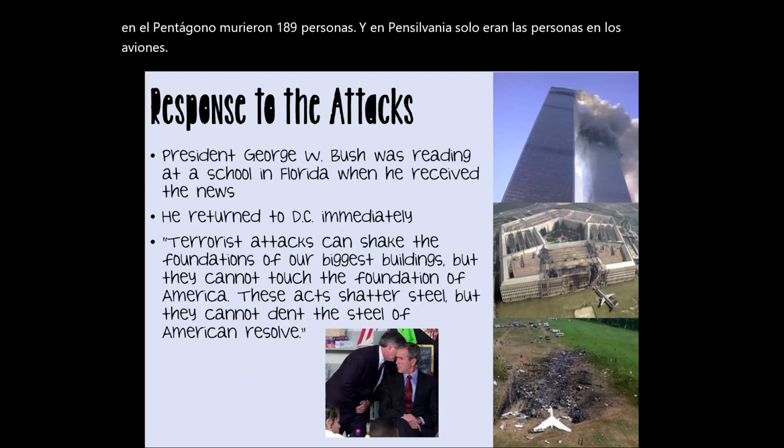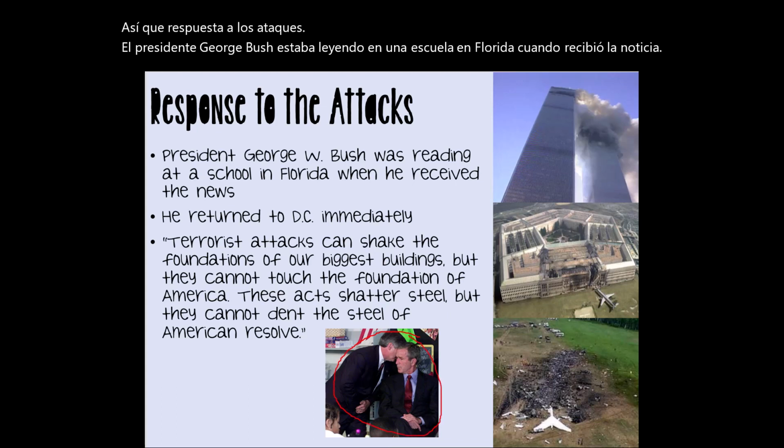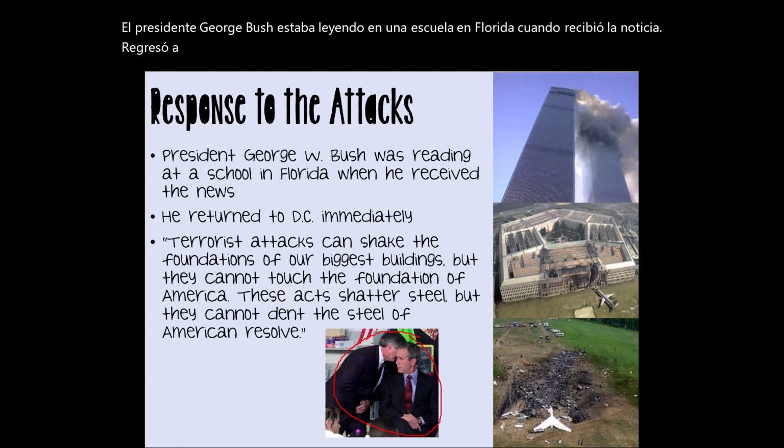So, response to the attacks. President George Bush was reading at a school in Florida when he received the news. He returned to D.C. about 5 minutes after he got the news and immediately gave the following speech.